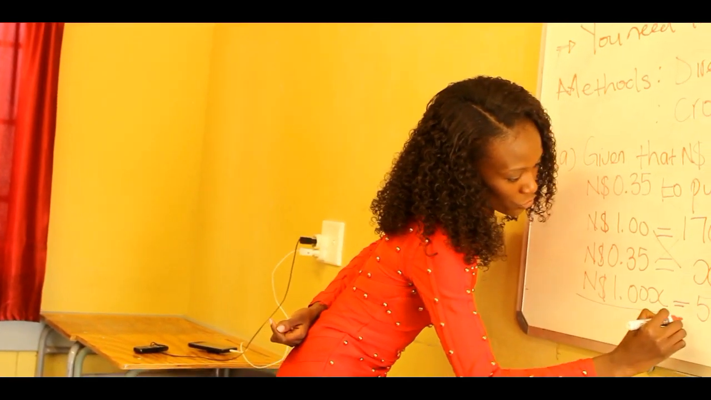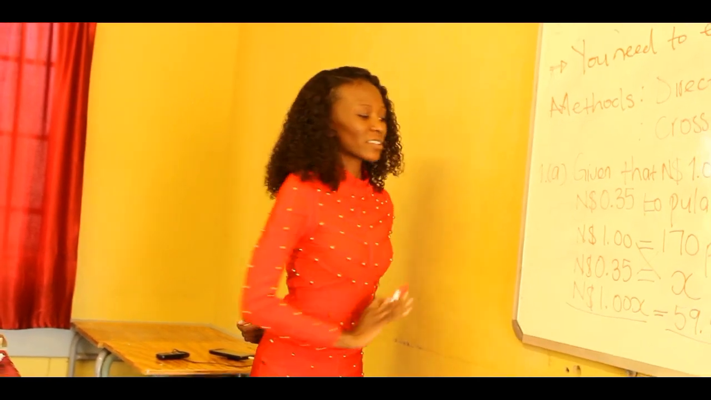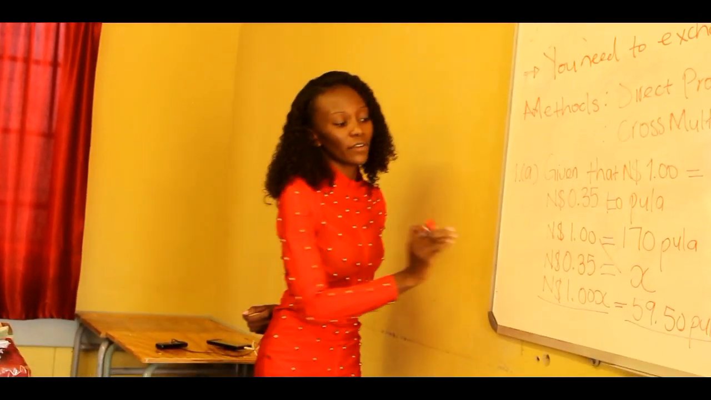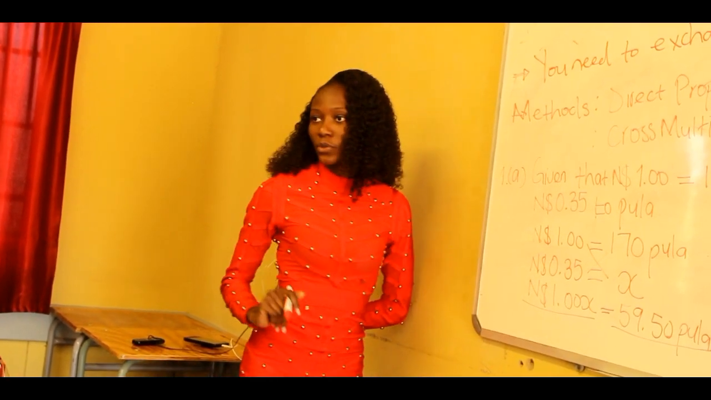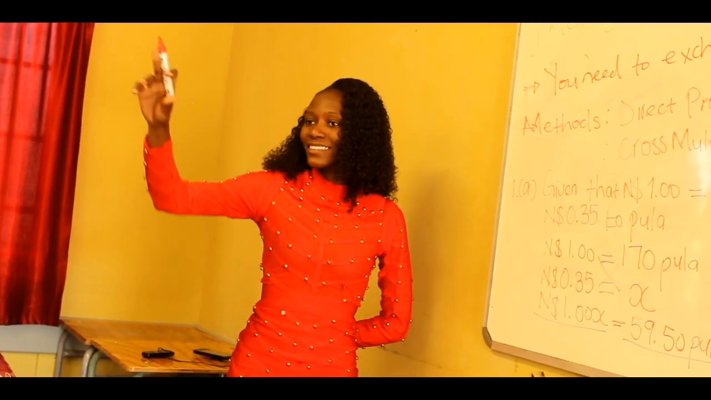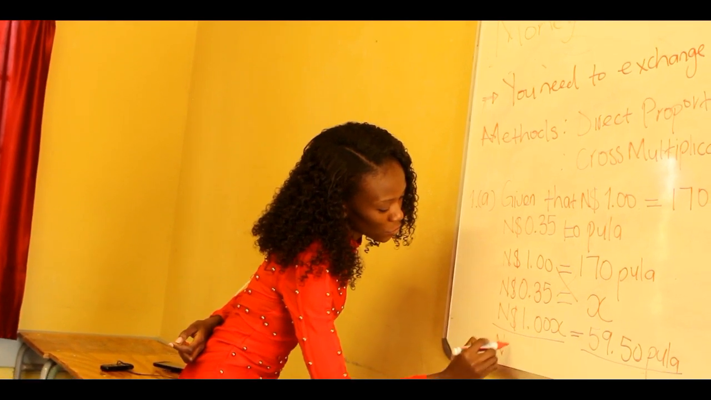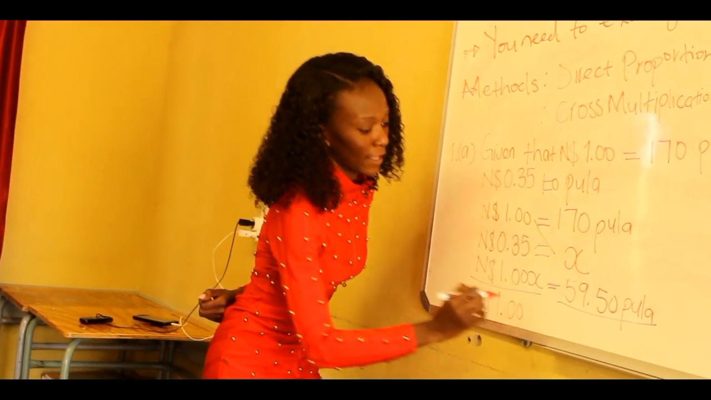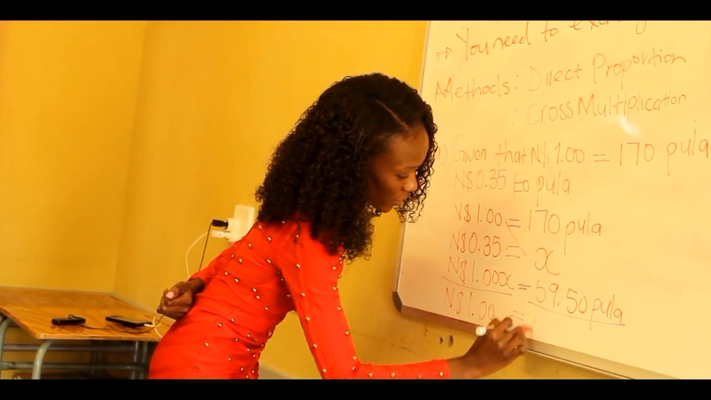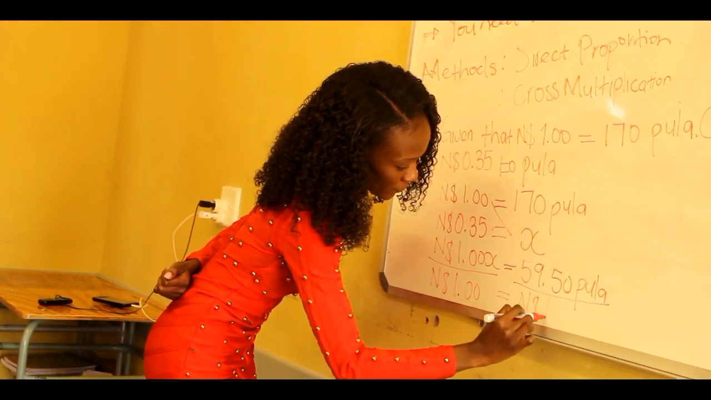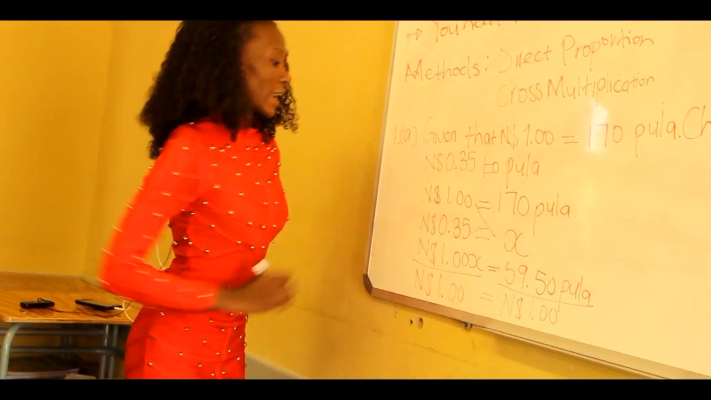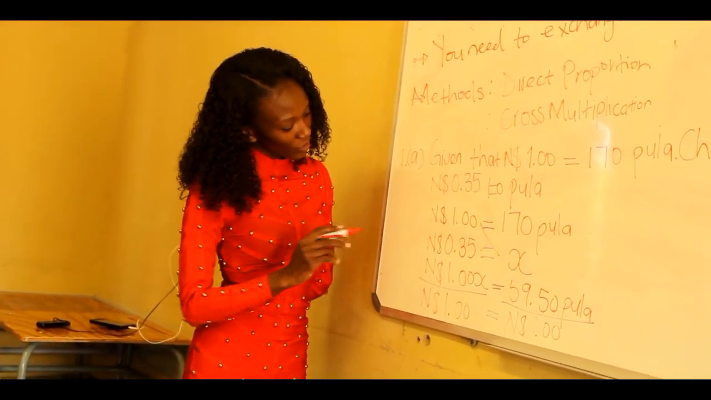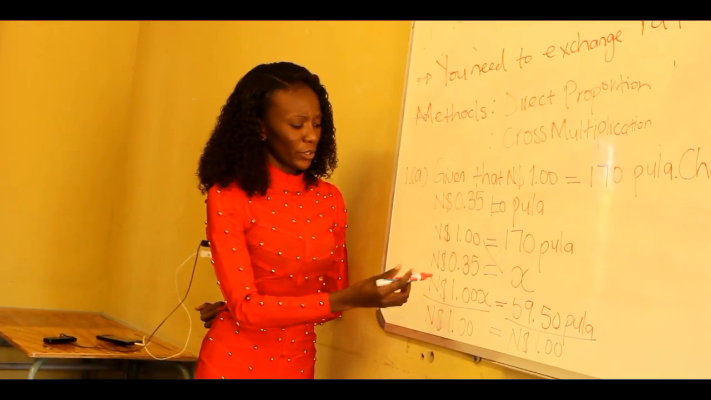Now, what do we do with this X? Because we cannot have an answer which has an X. In mathematics, what do we do? We divide. Now we are dividing both sides by 1 Namibian dollar. And here we also divide by 1 Namibian dollar. Can you all see? Alright. Let's do the calculation now. Let's get to mathematics now. Okay. What do we do?